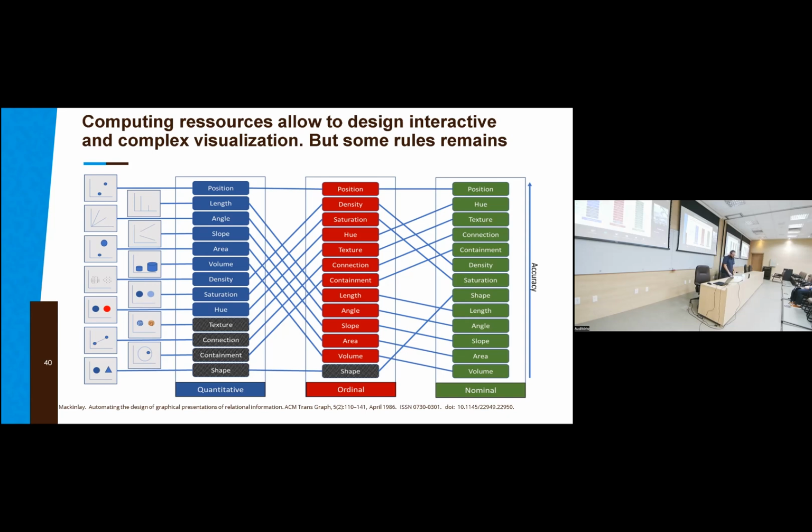Position is always a good encoding, but for example, length is a good encoding when you're manipulating quantitative data, but it is a very bad encoding when you're using ordinal data. And so you have to take care of such things when you're designing visualization.